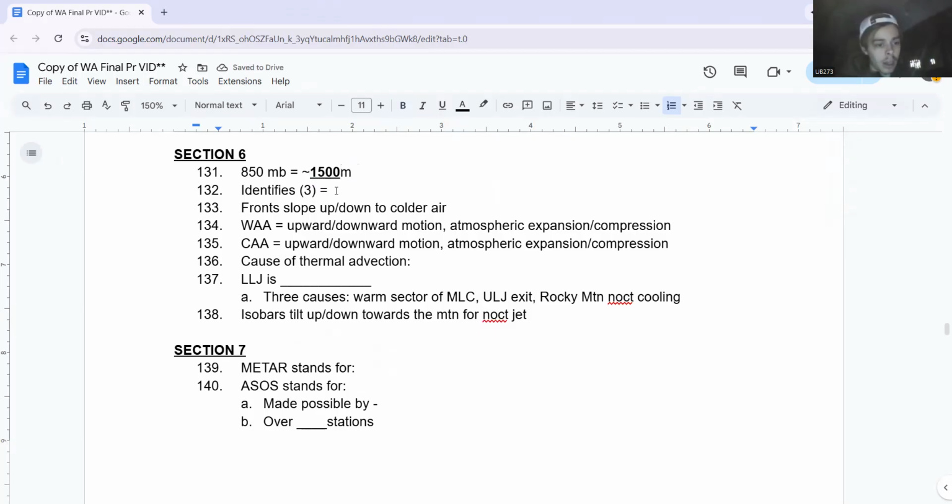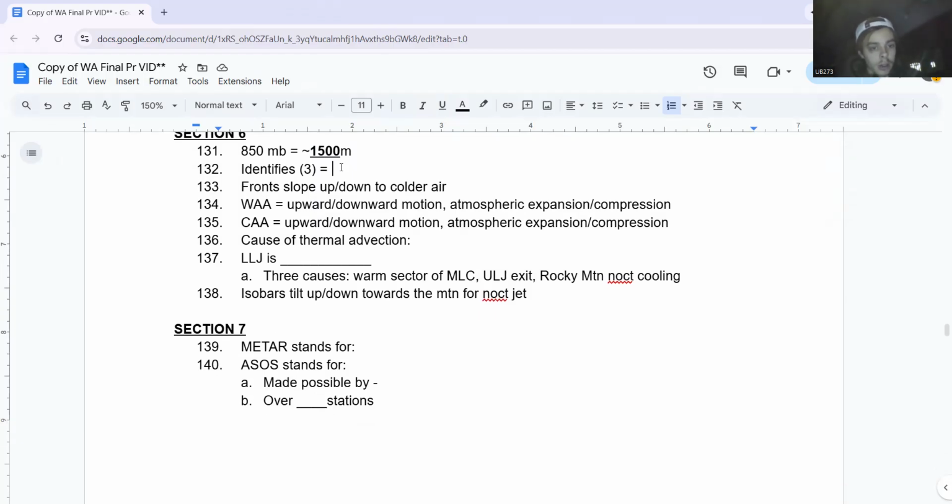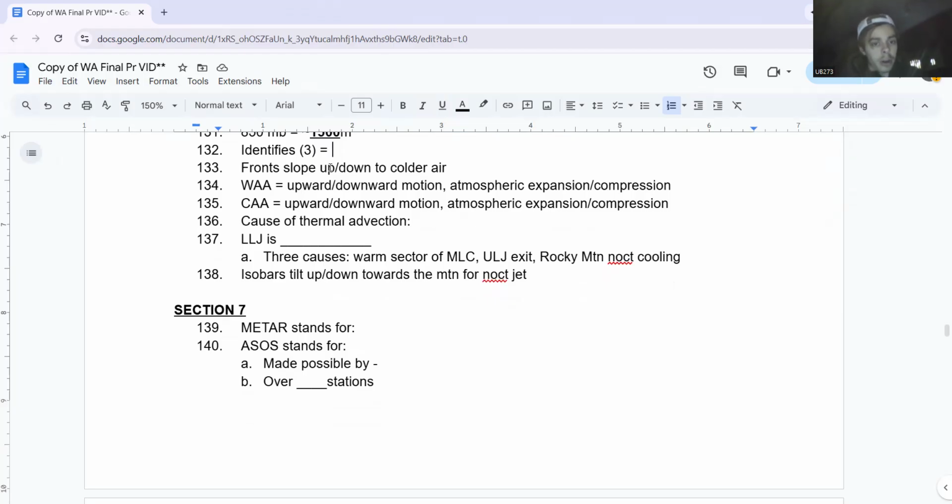What things can you see here? Thermal advection, which is the CAA, the WAA. You can also see fronts here and the low-level jet. Will the front slope up or down to colder air? Up.